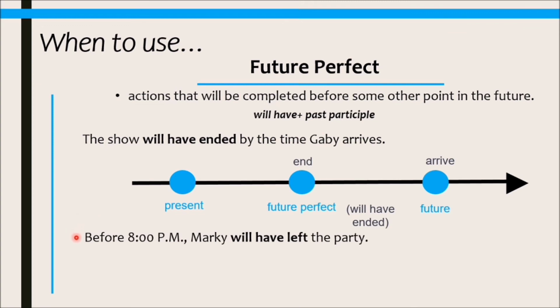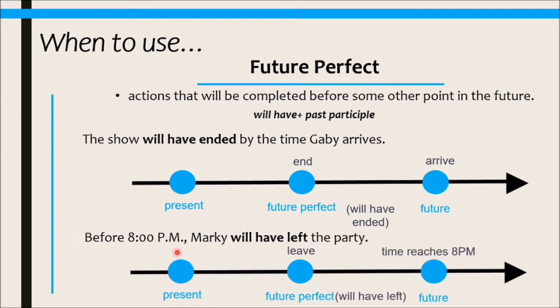Same idea for our next sentence. Here, we will discover that before the clock ticks at 8 p.m., Marky will already be out of the party. Again, if this is our present time and we are to look forward, the verb leave will happen first before the time turns 8 p.m. So, since this is our future perfect, we use its past participle form left preceded by will have.